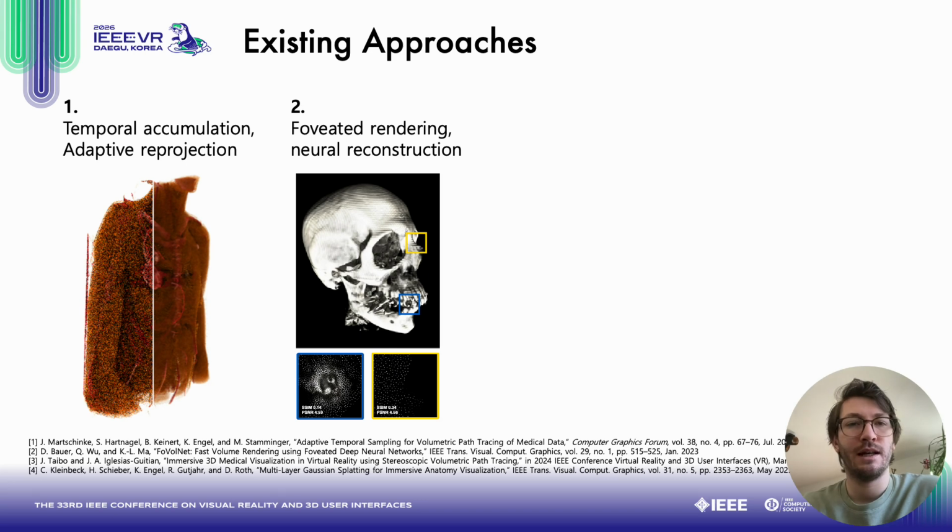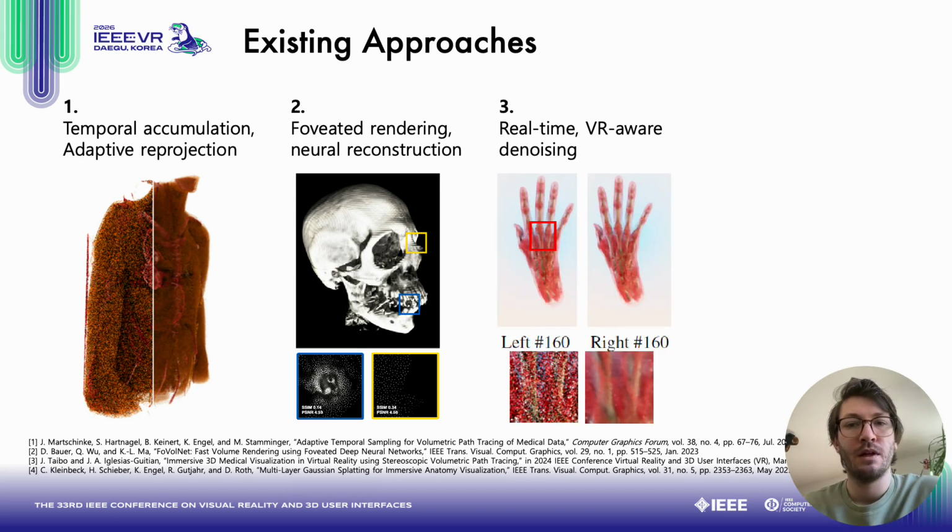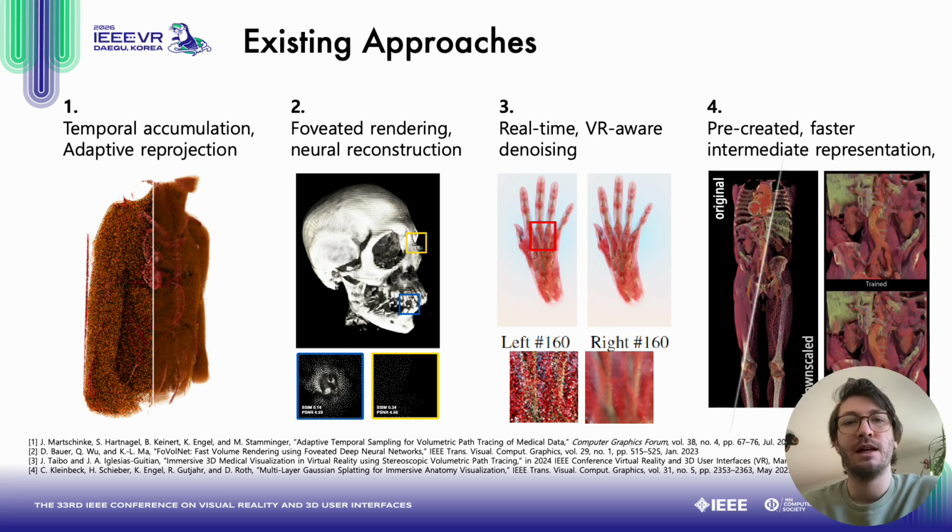Others adapt to the eye's anatomy and show higher quality in the foveal region where the user is looking compared to the peripheral region of the vision. Others utilize the redundancies between both eyes to achieve better denoising in real time, or instead rely on pre-trained intermediate representations that are faster to render but lose interactivity on the way there.